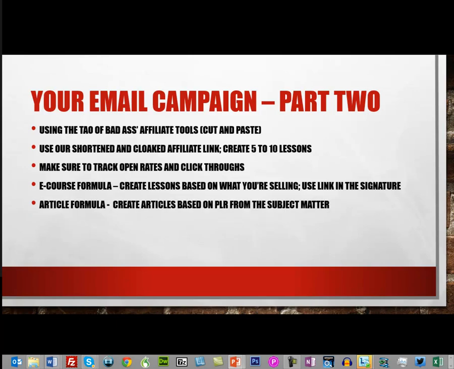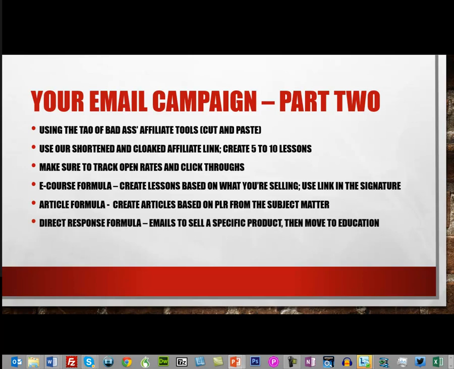Now you can use the article formula, where you can get PLR articles on the subject matter. So for instance, we're doing a dating product. We would get some PLR articles on dating, and we would provide that information in our autoresponder follow-up. We're going to put the link either in our signature or throughout the email for people to be able to get the benefit from what we are showing them in the email, right? So there's an article formula.